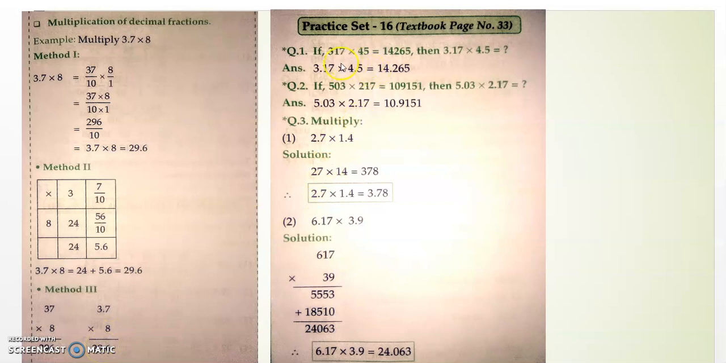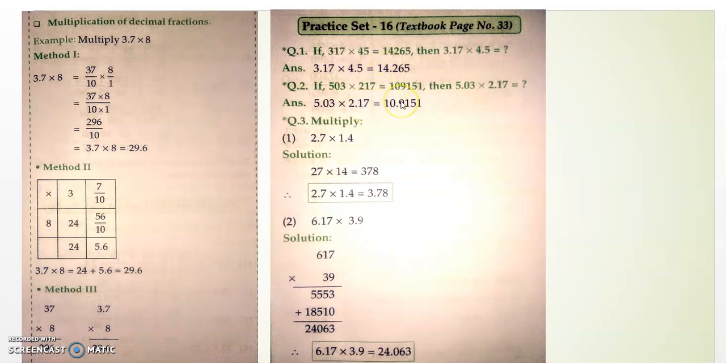Now here it is given, if 317 into 45 is equal to 14,265, then what will be 3.17 into 4.5? The answer is already given, you only have to put the decimal point. For the first number the decimal point is after two numbers, and for the second number the decimal point is after one number. So 2 and 1 become 3. So you have to count 1, 2, 3. After 3 numbers put the decimal point.